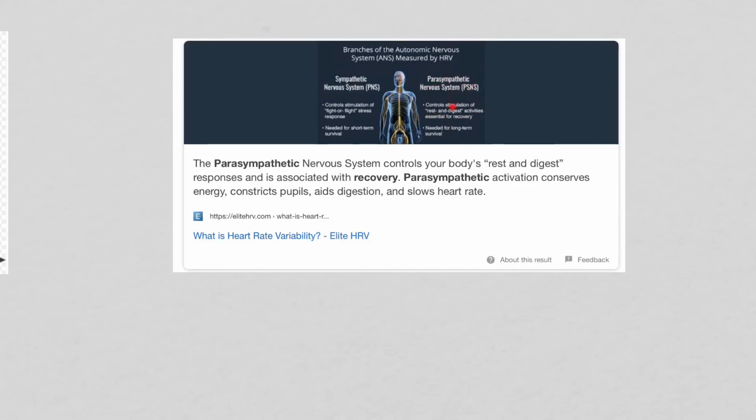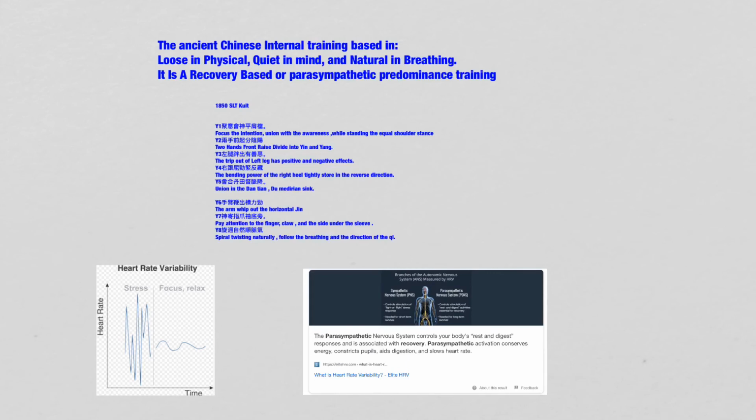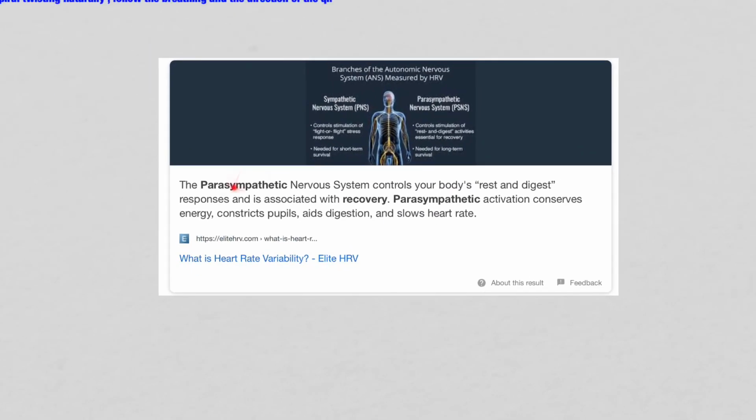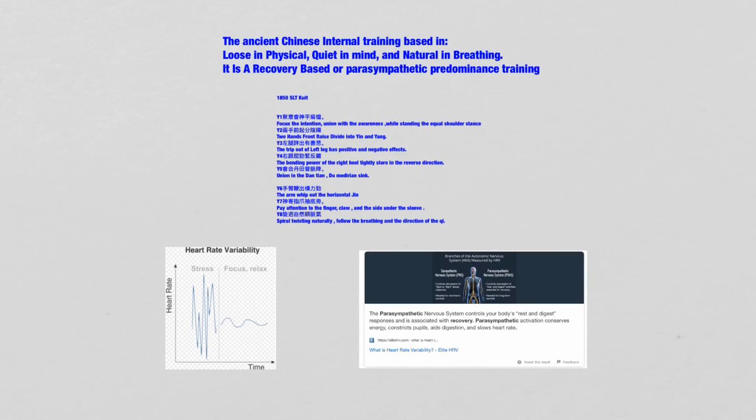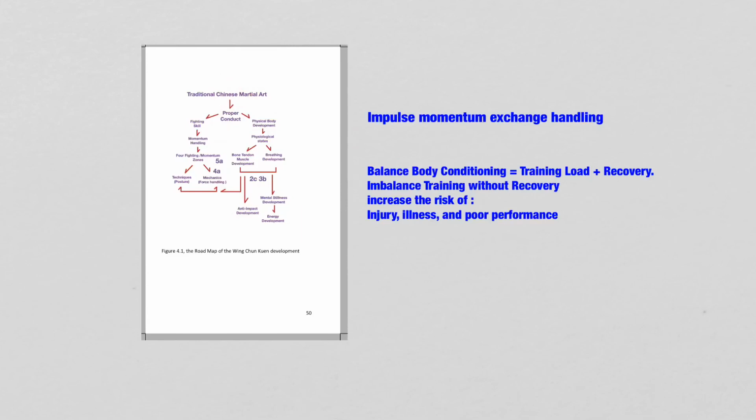So one is able to make one's training parasympathetic predominant, or when one needs to get into the focused, relaxed state, one can get the parasympathetic nervous system active or predominant. The parasympathetic nervous system controls your body's rest and recovery response. Parasympathetic activation conserves energy, constricts the pupil, slows the heartbeat, and so forth. So if one wants to go under pressure, one needs this type of training. Again, the ancient Chinese had a complete system.